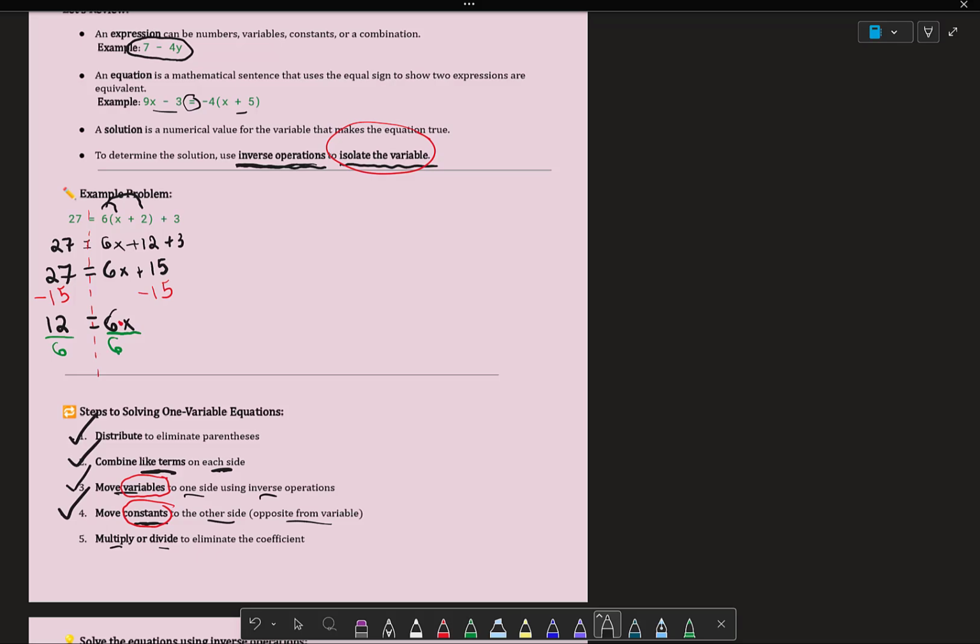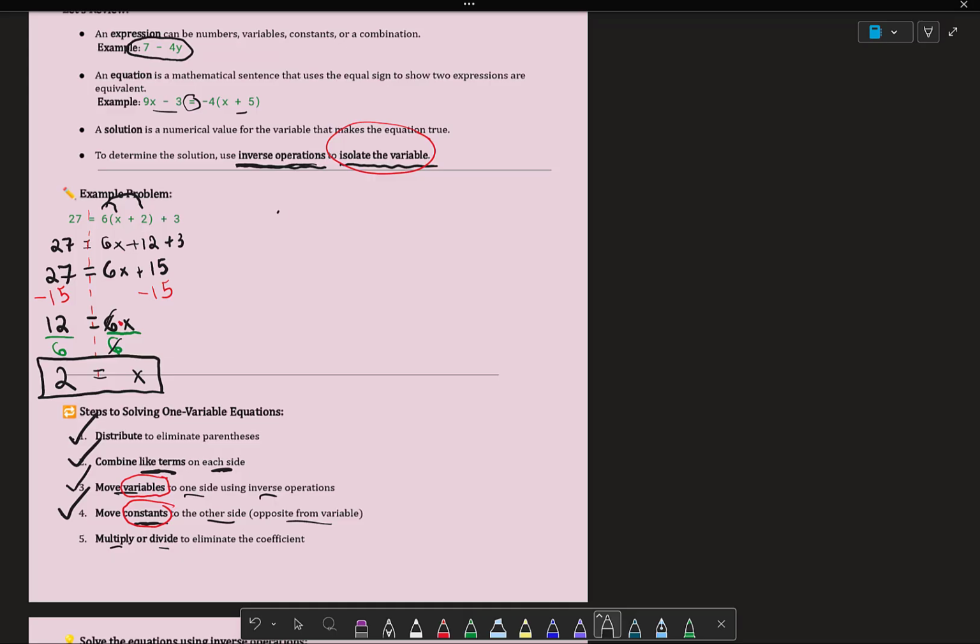6 divided by 6, anything divided by itself is just 1. We talked about this in the last video. We don't need to write the 1, so I'm going to erase it. On the other side, 12 divided by 6 is positive 2.